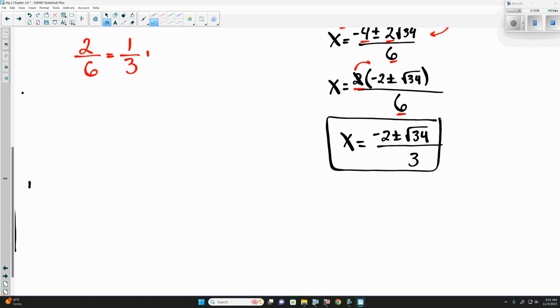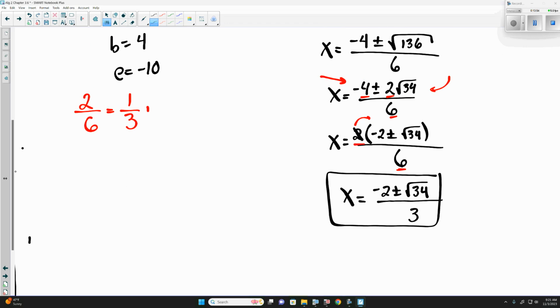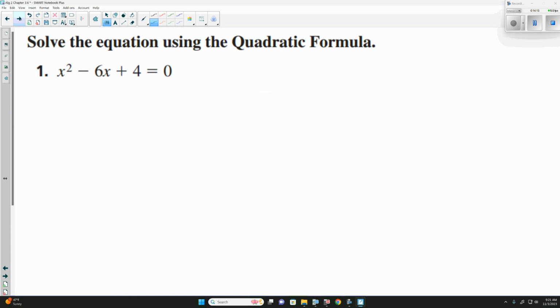For the most part, and especially on the test, as long as you can get to the negative 4 plus or minus 2 square root of 34 over 6, that's what I'm looking for. It would be nice if you could get it to the final one, but I want you to at least get it there. Questions on this here? Let's look at the next one.